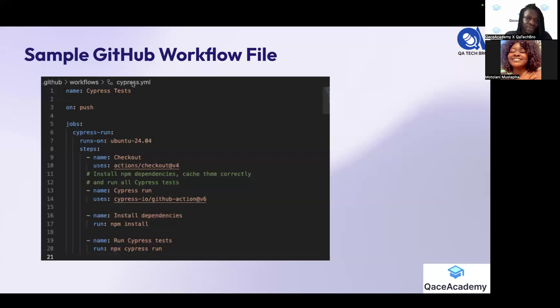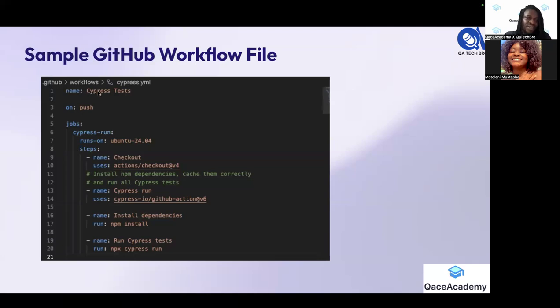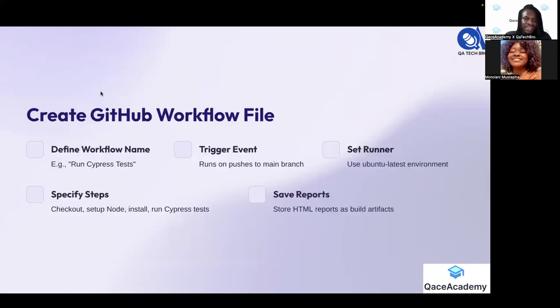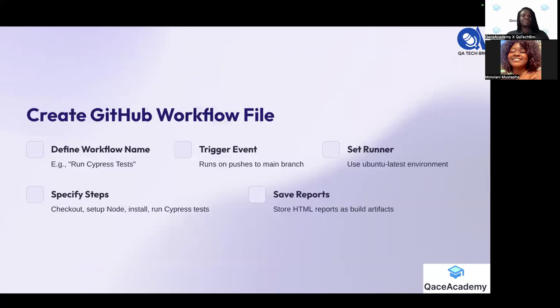You can see the file name, cypress.yaml. As mentioned here, define the workflow name. The workflow name is Cypress test. Then we set the trigger event. What event are we triggering? We set on push. When we say trigger an event, we are saying run the test on the pipeline. So the trigger event we're setting here is a push. Whenever we push to our repo, it automatically triggers an event, which is that it runs the automated test.